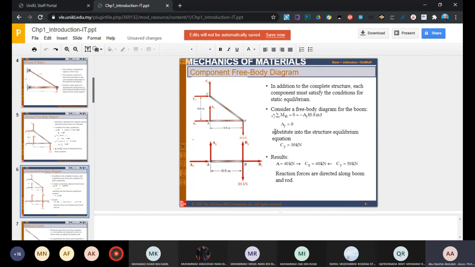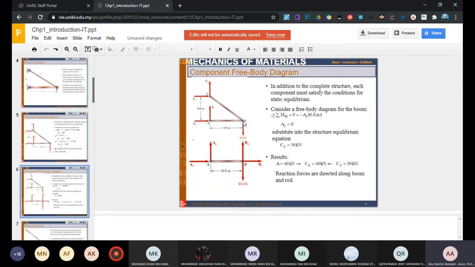The sum of all the forces and the moments will be zero. And you have to choose the convention: for the moment, counterclockwise will be positive and clockwise will be negative. For the forces, to the right is positive and upward is positive. Going to the left is negative and going downward is negative.